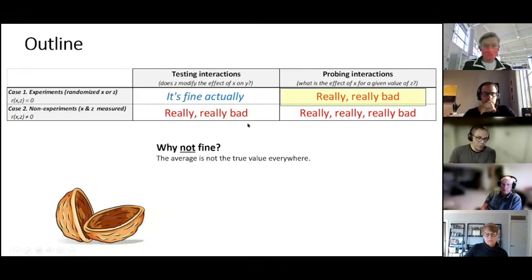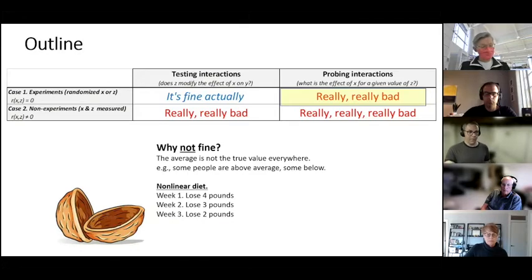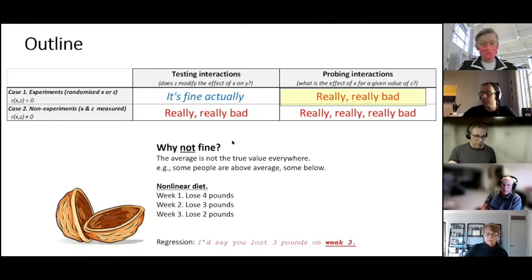The average is not going to be the true value for everybody, right? Some people are above average, some people are below average. And when you probe, it basically assumes that everybody's average. So if we go back to our diet, if you probe a linear regression, it would say, oh, because the average is 3, you also lost 3 pounds in the 3rd week. And that's wrong. It is imposing that linearity, and it's leading you to say, oh, if it's linear, it's always the same. And as you project that away, you're wrong.